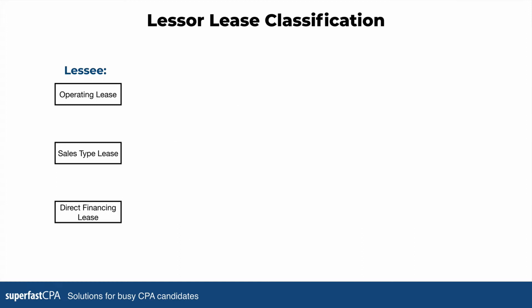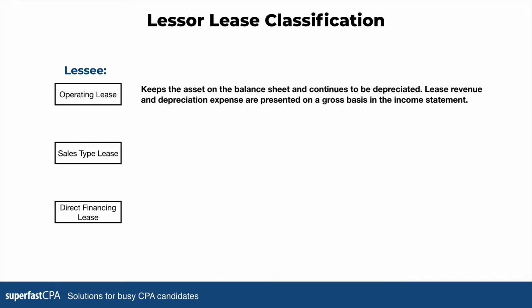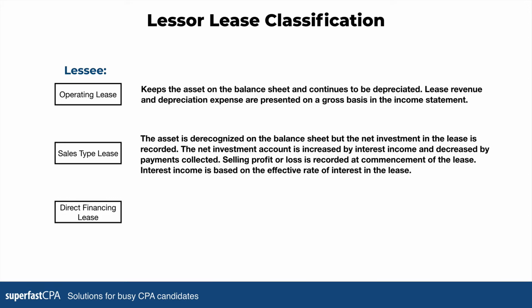On the lessor side, for an operating lease, the lessor is going to keep the asset on their balance sheet and it continues to be depreciated. Lease revenue and depreciation expense are presented on a gross basis in the income statement. For a sales type lease, the asset is derecognized on the balance sheet. Then they would take the net investment in the lease and record that.